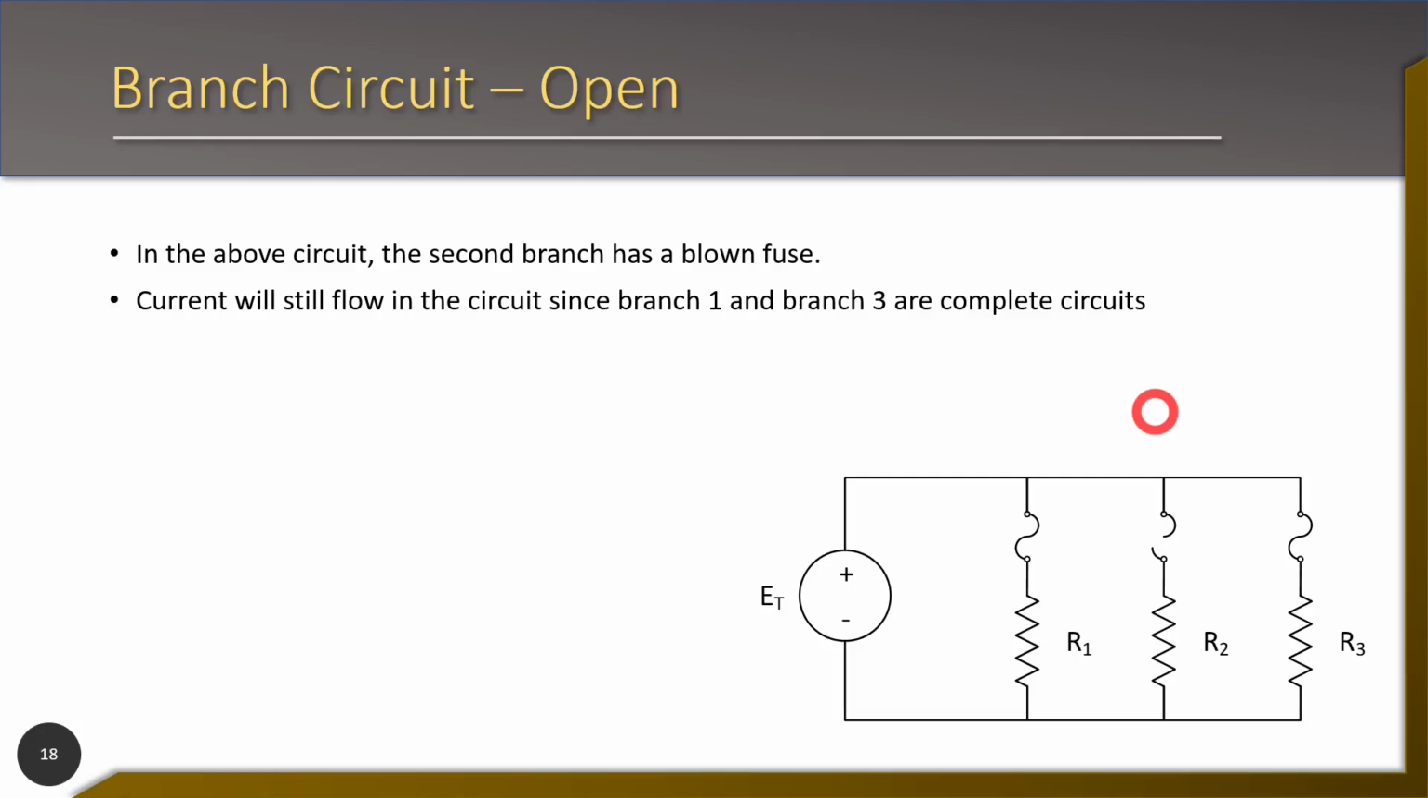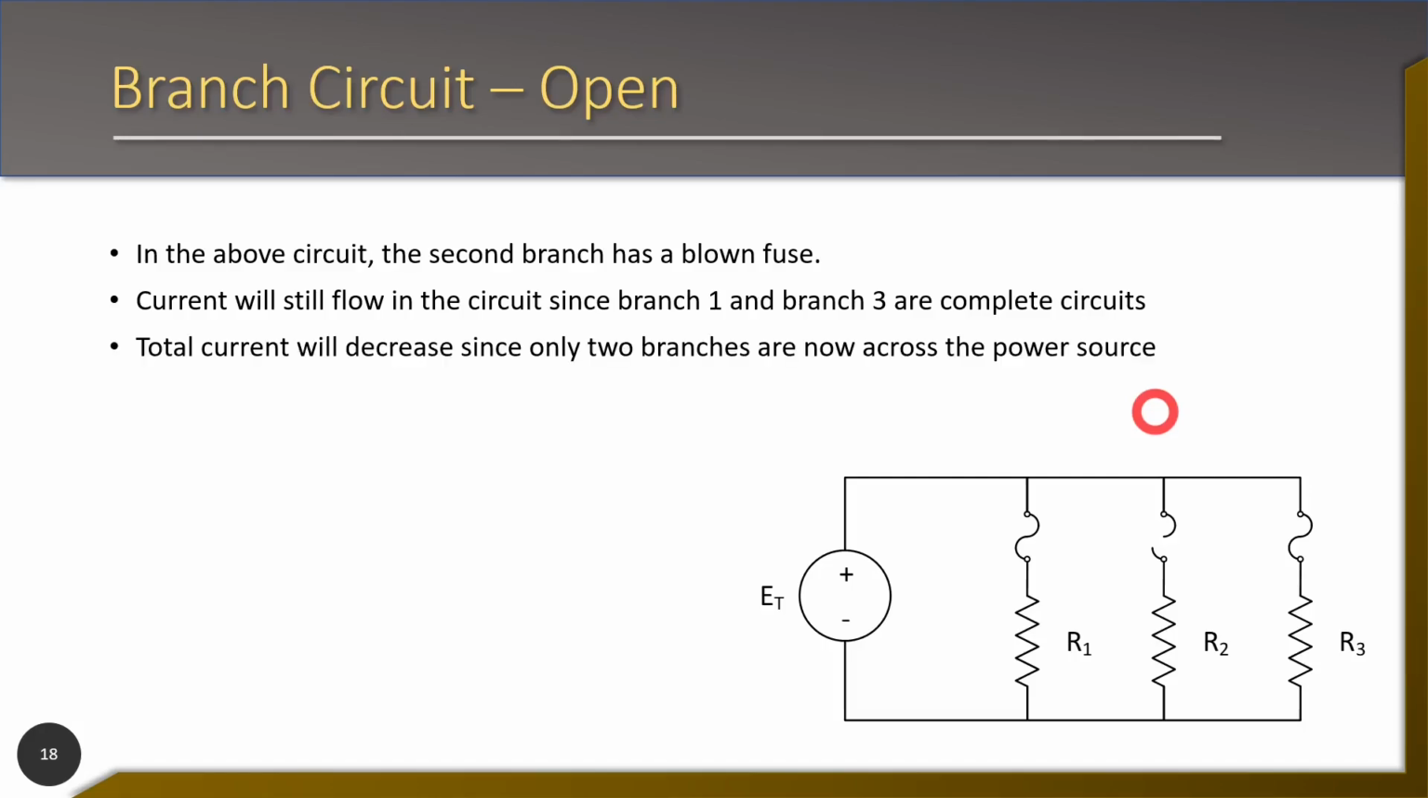Branch 1 and branch 3 still have total voltage across them, and the resistance is still good because the fuses are still good. We are going to have current through those two branches. The total current will decrease, however, because only two branches are now pulling power from the power source, and the power will decrease because there's less current draw from the power source because we have one less branch drawing current.